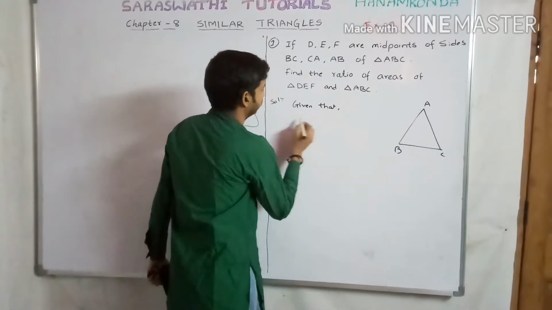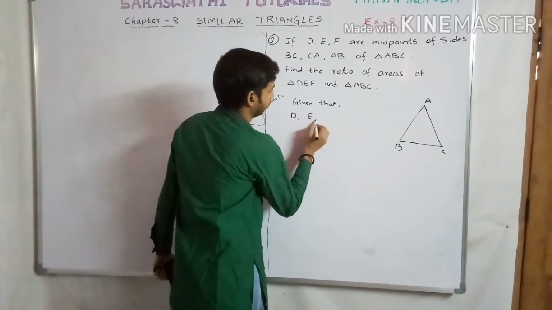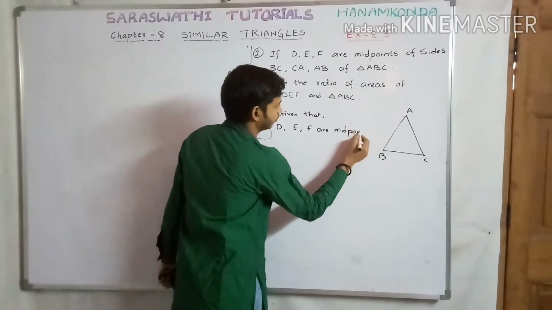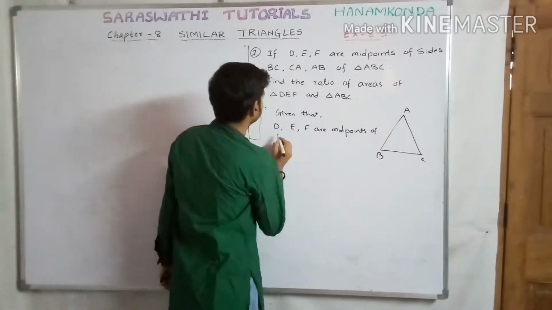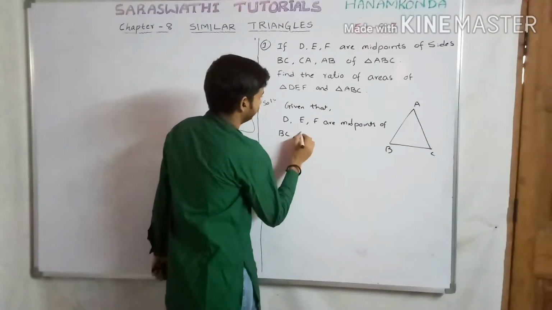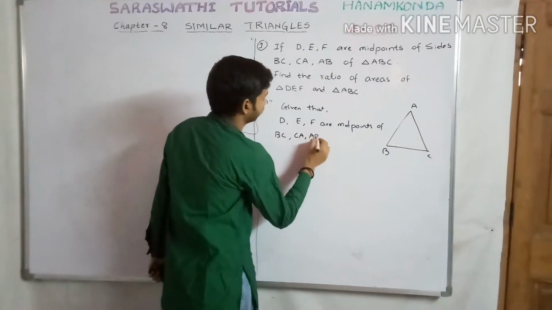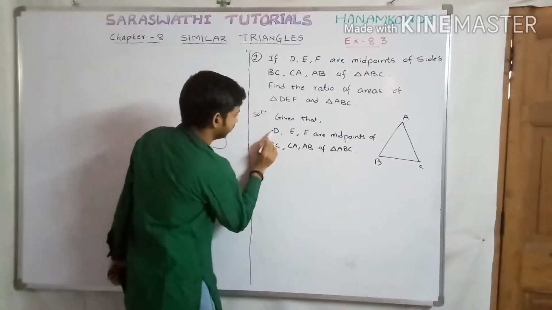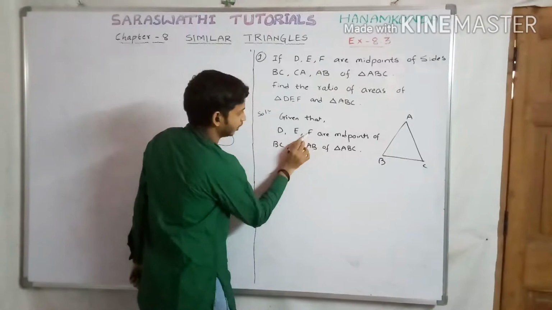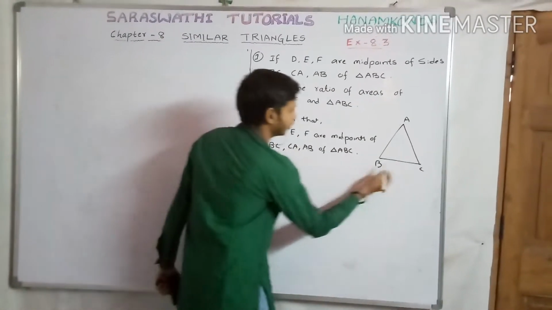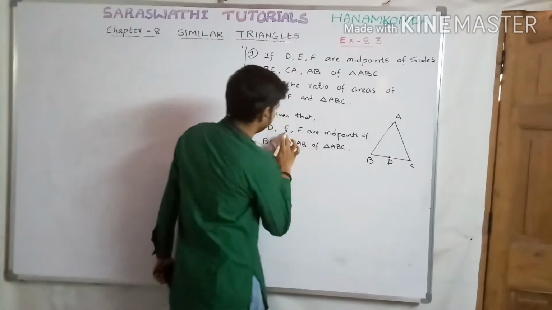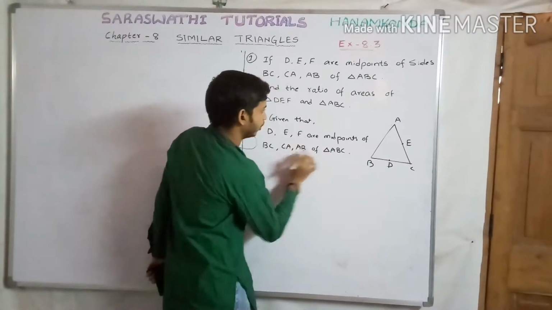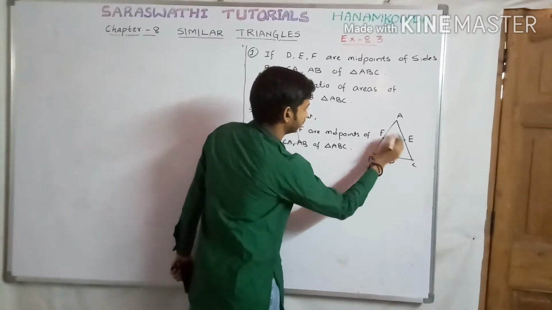Given that D, E, F are midpoints of BC, CA and AB of triangle ABC. So that means D is midpoint of BC, E is midpoint of CA and F is midpoint of AB. So D is midpoint of BC. Next, E is midpoint of CA. Then F is midpoint of AB.